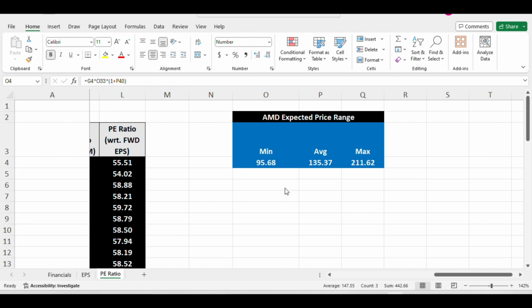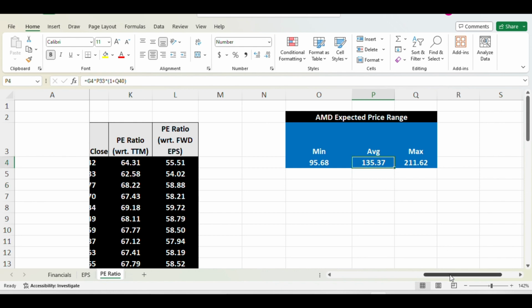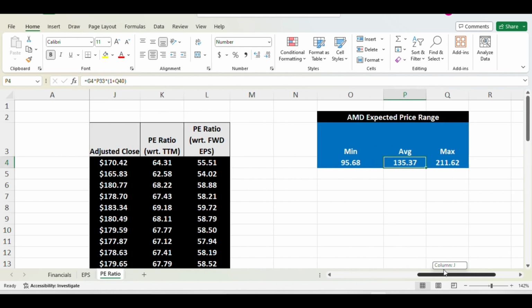In my opinion, before the next earnings, AMD should be moving between these 3 values. In my opinion, AMD should not go above the maximum price before the next earnings. That is 211.62. So at this point, AMD stock price is still overvalued or overpriced based on the forward PE. And this also tells me that there is more room for AMD to go down in the future. So if any negative news comes in the market regarding AMD, you will see AMD taking a big hit. Okay, because there's lots of room for AMD to go down.